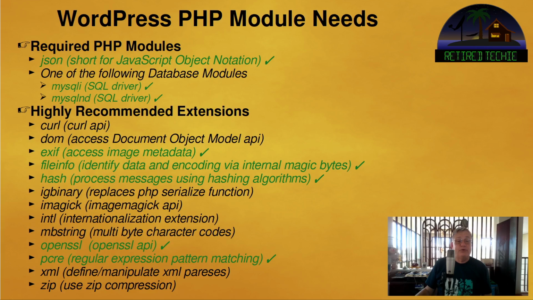MB string, multi-byte character codes. Yeah, for multi-byte character codes like UTF-8. XML, remember XML on the next slide, but that's define, manipulate XML parsers. And again, it'd be like PHP XML. And then zip is just basically zip compression. But again, remember XML for the next set.